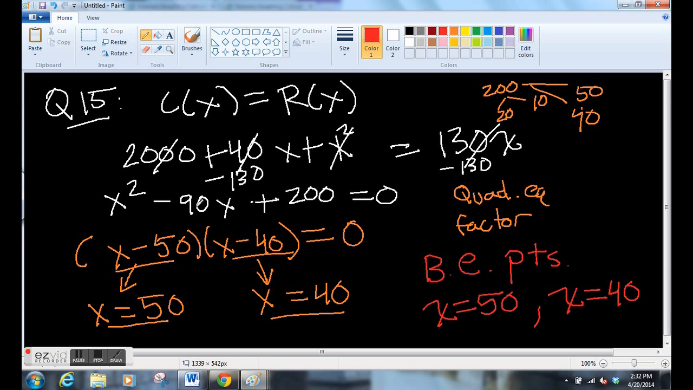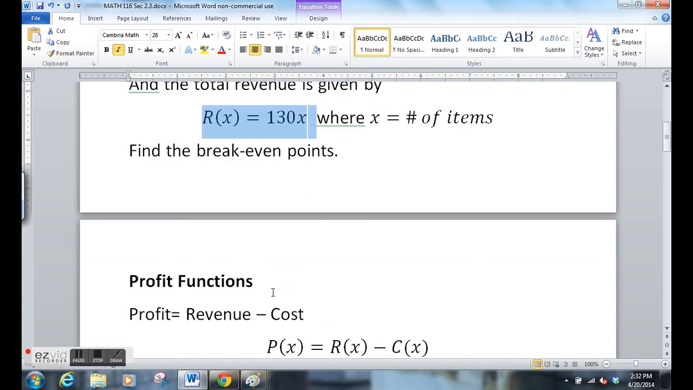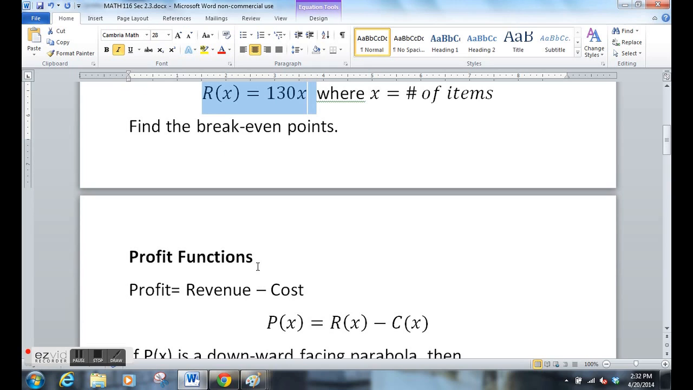Okay, so that was the first type of problem, the break-even point problem. Here's the second type of problem, profit functions. The profit is going to be your revenue minus your cost. And that, again, is a fairly intuitive business notion. The money that you have left over, your profit, is your revenue, all the money coming in, minus the cost that you're spending. So here's the formula.